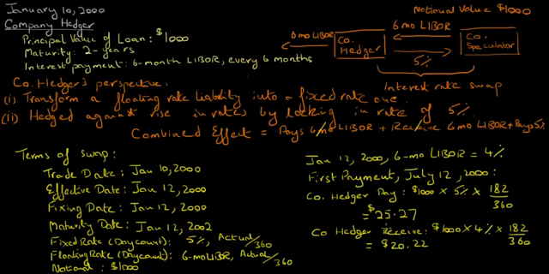Rather than both counterparties exchanging payments, company hedger will make a net payment that equals $25.27 minus $20.22, and this equals $5.05. If the 6-month LIBOR was greater than 5%, company hedger would have ended up becoming a net receiver on July 12th of 2000. So we have learned how an interest rate swap works, the terminology in a swap agreement, and how net payment is calculated.